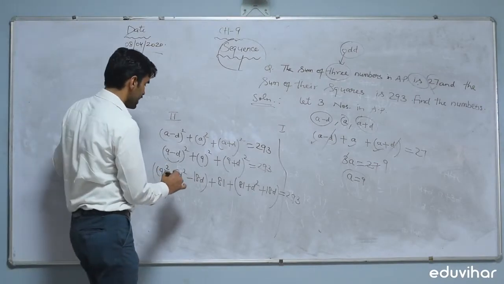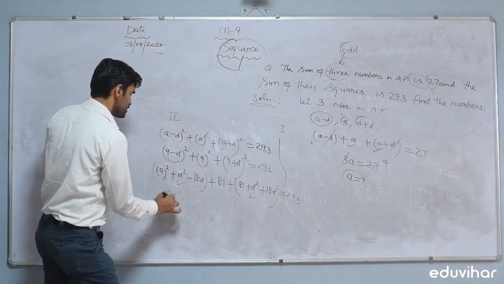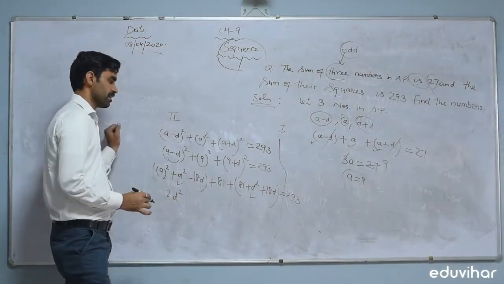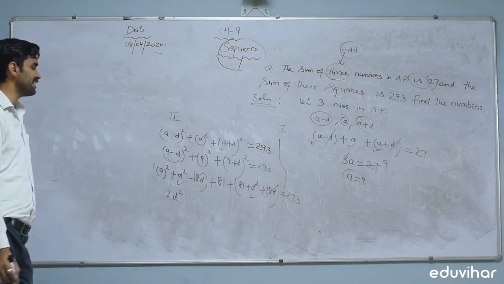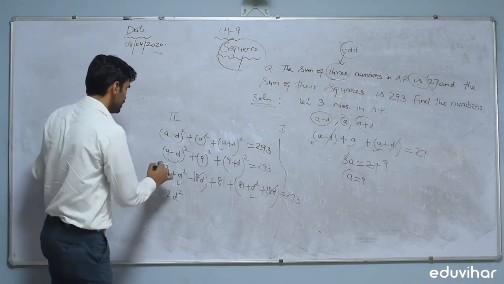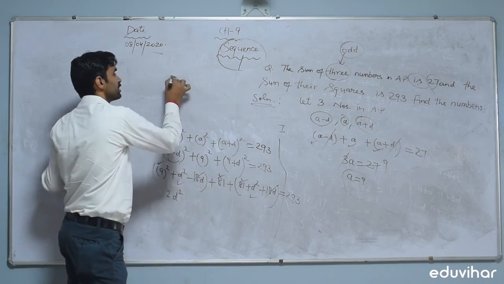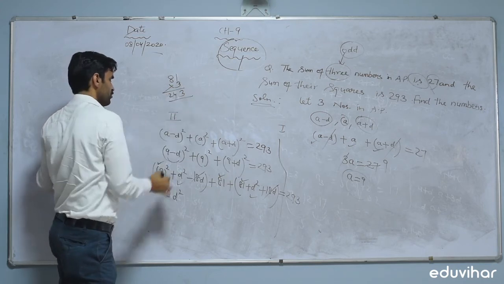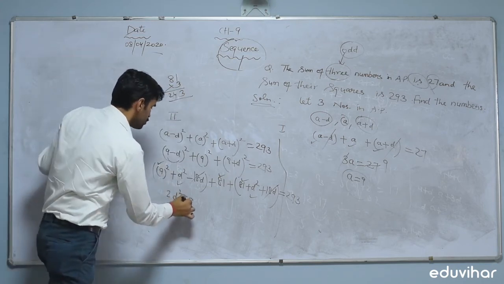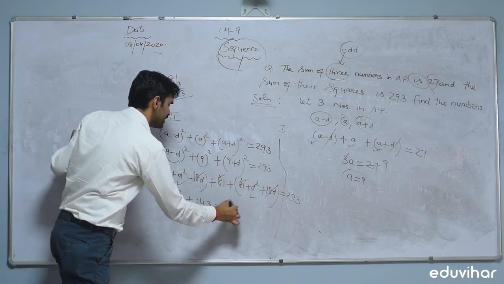Now here, as we observe, d square plus d square comes out to be 2d square. Now minus 18d cancels out with plus 18d. The other values are 9 square, that is 81, plus 81 plus 81. It means 81 3s are 243. We have the result 243. So 2d square plus 243 equals 293.